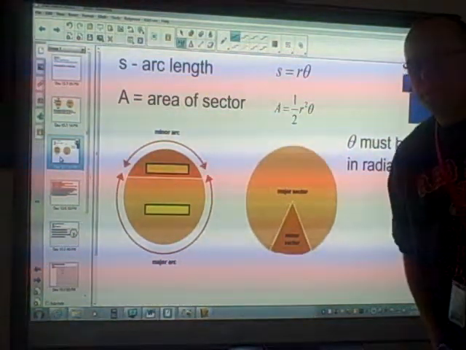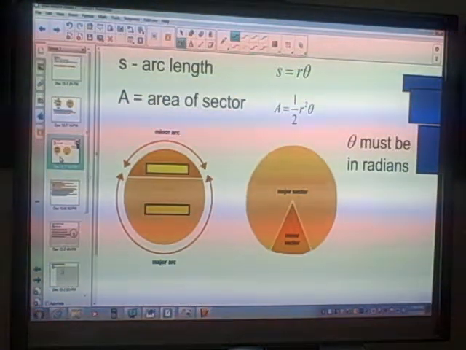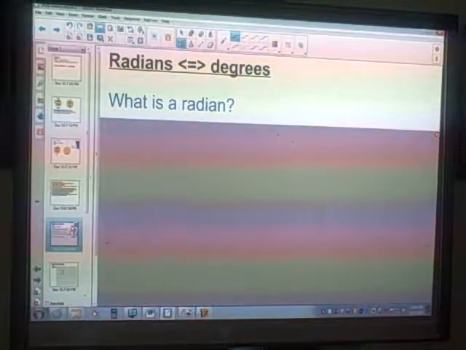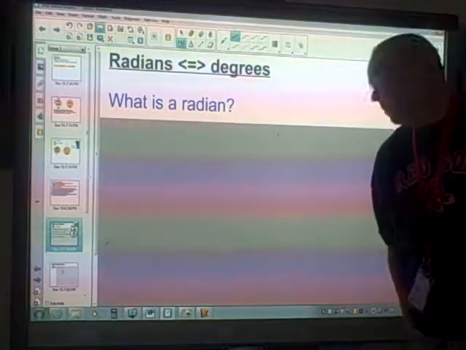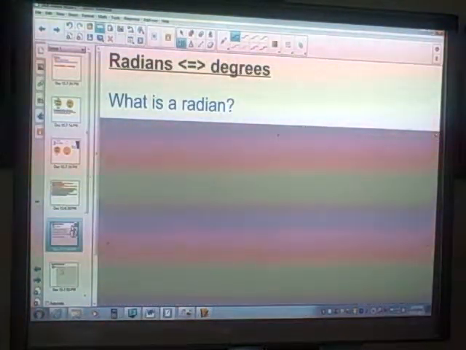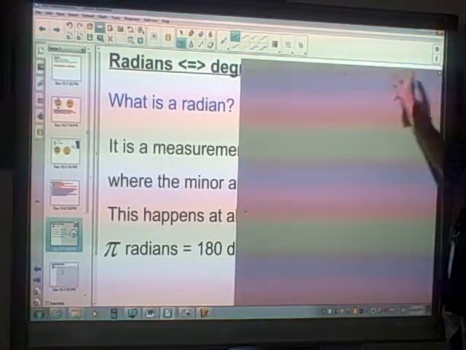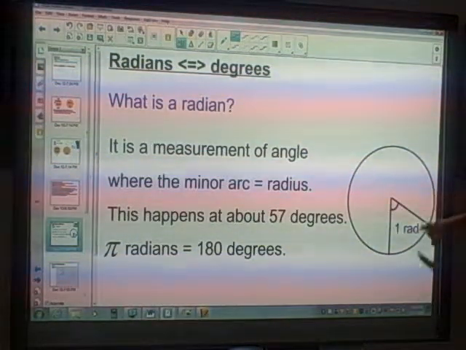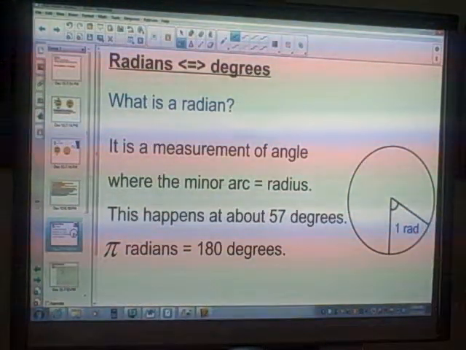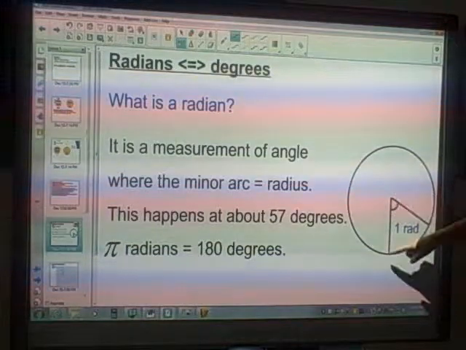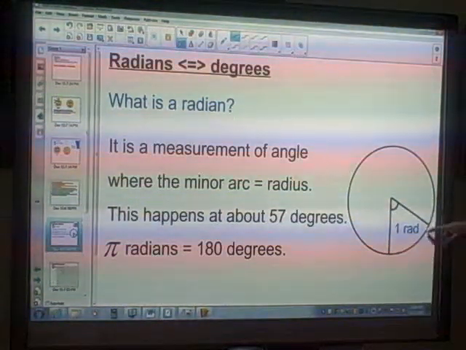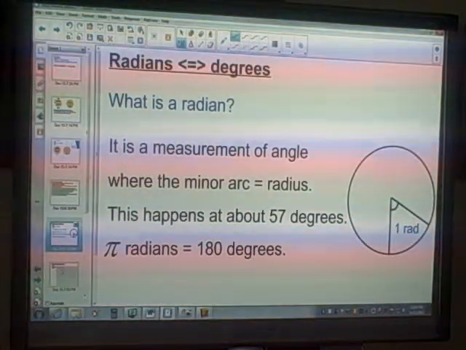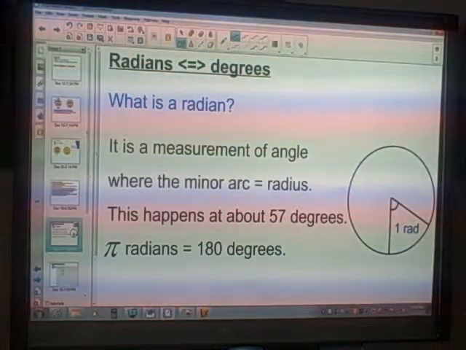So make sure you know how to change your calculator from one mode to another: radians to degrees, degrees to radians. It should have been covered in another class, but we're going to look at it one more time. Also, what is a radian? Well, it's a unit of measurement for angles. The definition is, this will be 1 radian here, assuming I can draw this accurately, and it's where the length of the radius equals the arc length. When that happens, the angle it produces is called 1 radian. And it happens to be about 57 degrees.